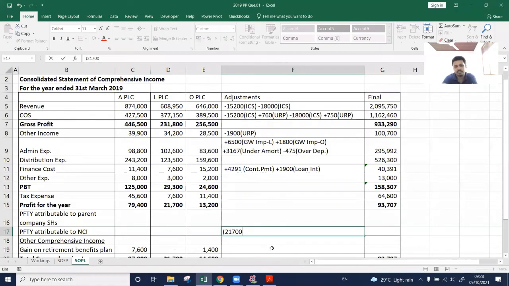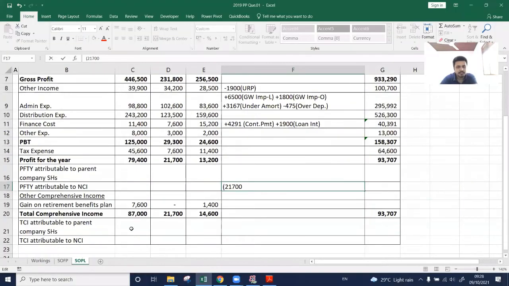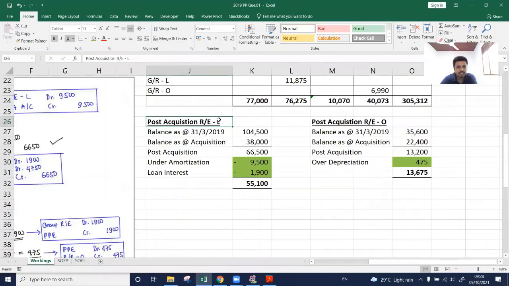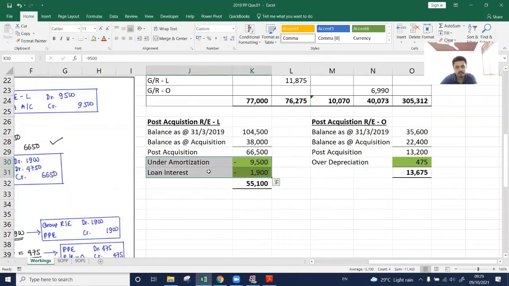21,700. Do we need to adjust this profit? Yes, this profit needs to be adjusted. From our work in C, post acquisition retained earnings of Lemon PLC. Retained earnings means profit. Profit has been adjusted for these two items: amortization and loan interest.